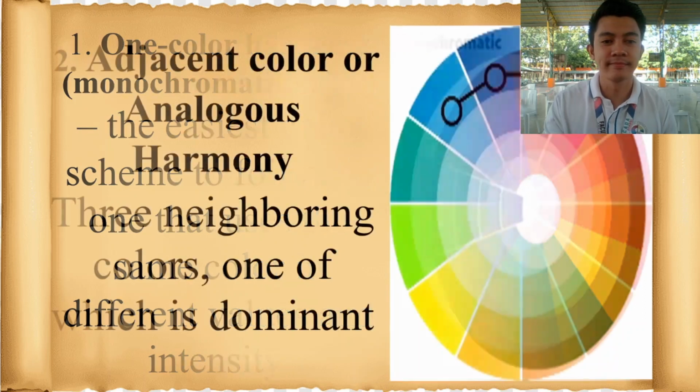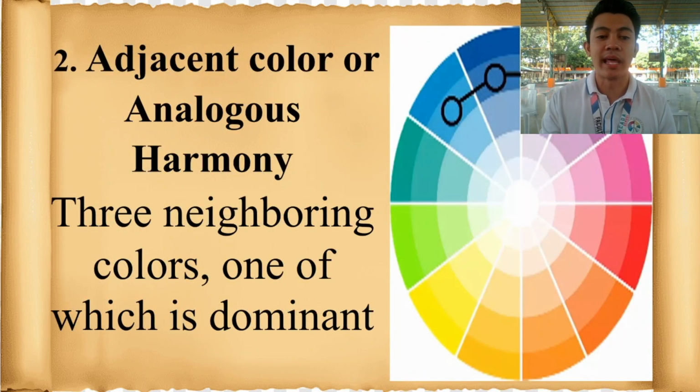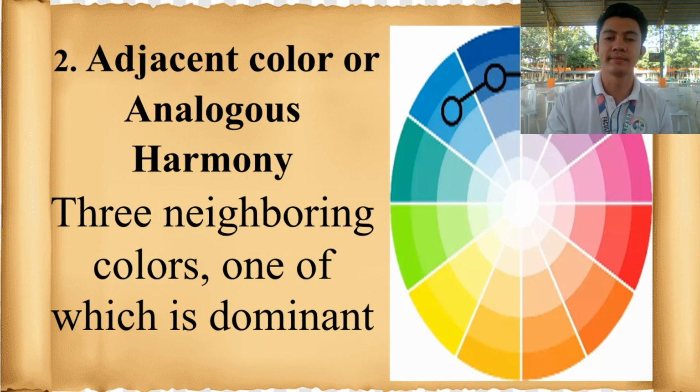Next, adjacent color or analogous harmony. Three neighboring colors, one of which is dominant. When we say analogous color, no, they are groups of three colors that are next to each other. All right, in the color wheel, whatever colors are used, as long as they are three colors that are next to each other, they are called analogous harmony. Ayan.